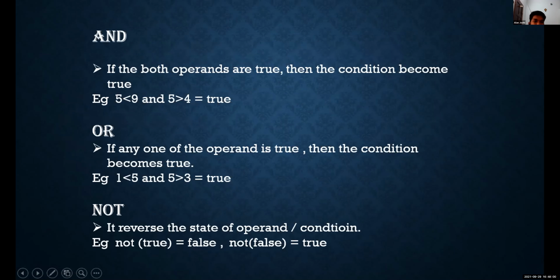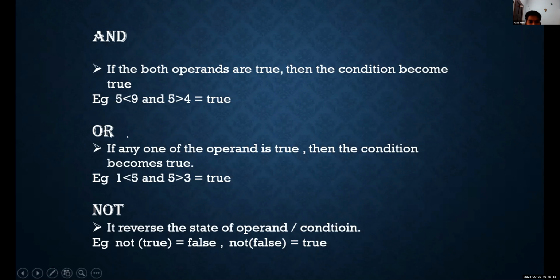The example is 5 less than 9 and 5 greater than 4. It is true. Here 5 less than 9 is true and 5 greater than 4 is true. So both operands are true, then the answer will be true.